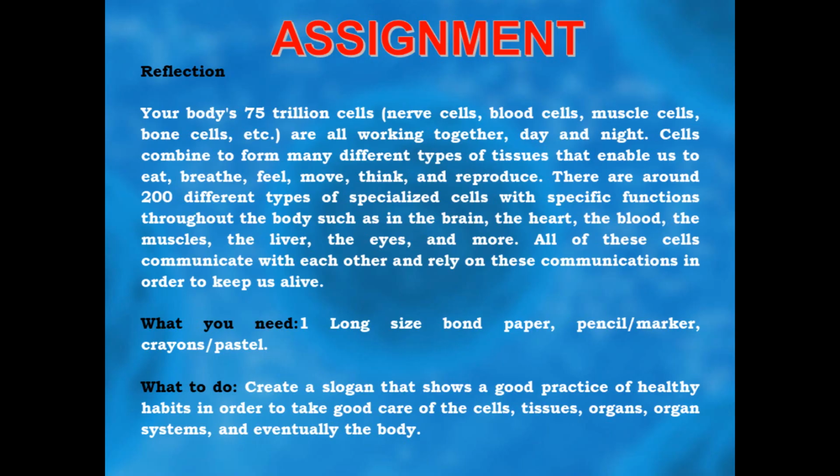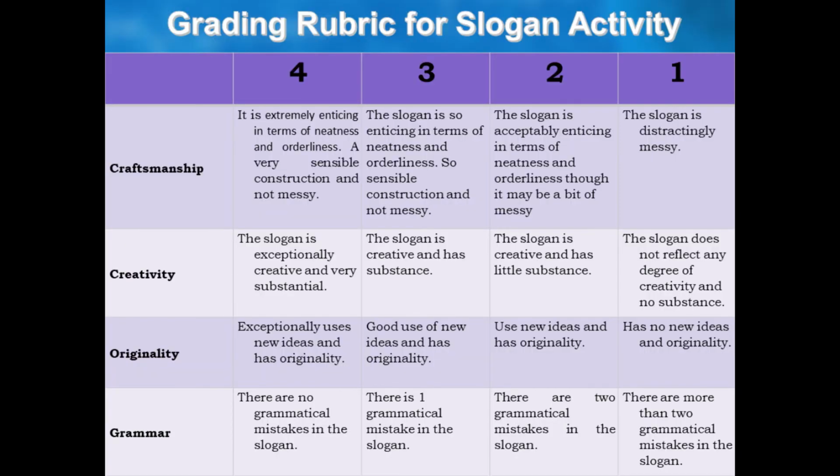For your assignment, create a slogan that shows a good practice of healthy habits in order to take good care of the cells, tissues, organ systems, and eventually the body. What you need for this are one long size bond paper, pencil or marker, crayons or pastel, and here is your grading rubric for slogan activity.